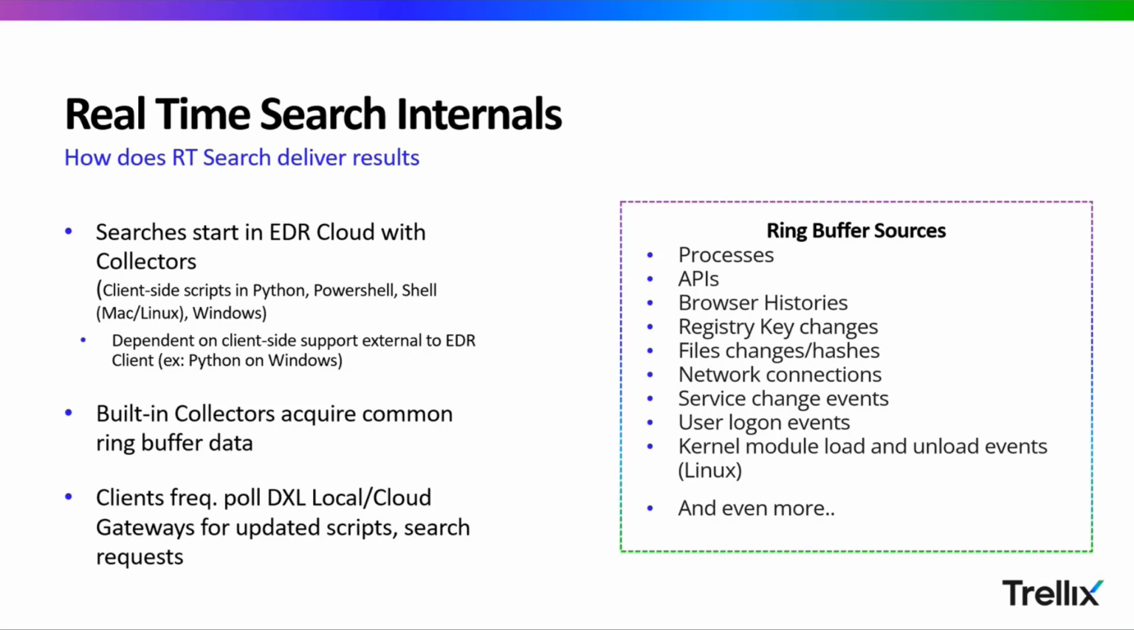When we're collecting information, we like to refer to the information that we're collecting as part of the ring buffer. So it's information about the system that could be useful for the purposes of threat hunting and understanding what is occurring on the system. Some of these are listed here in the box to the right. There would be things like processes, APIs, browser histories, registry key changes, file hashes and changes, user logon events, and with our newest Linux client, we can collect things like kernel module load and unload events, and even more.